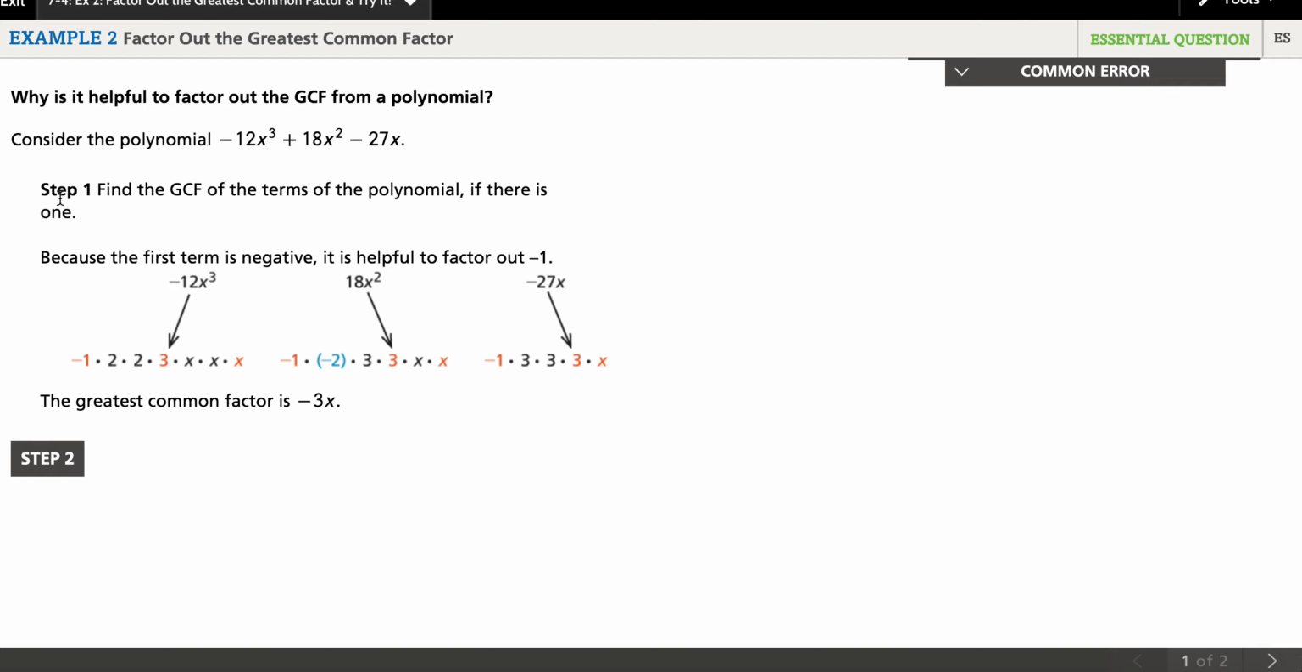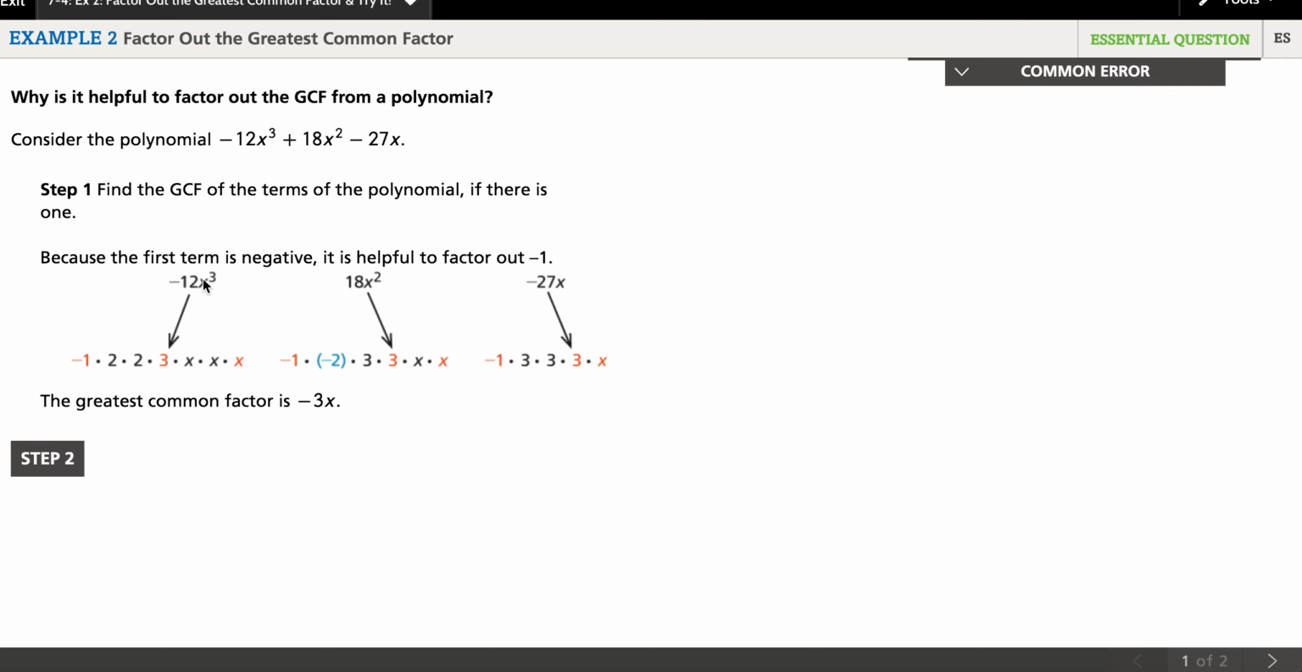Because the first term is negative, it is helpful to factor out -1. As you see here, we factor out -1 because it's a negative number. And then we start with 2 times 2 times 3. These are the coefficients. 2 times 2 is 4, times 3 is 12. That's how we break it down.